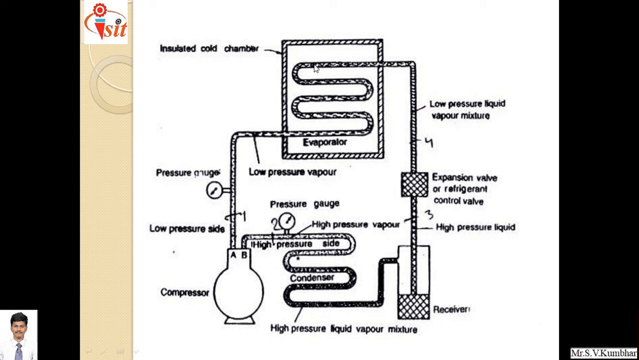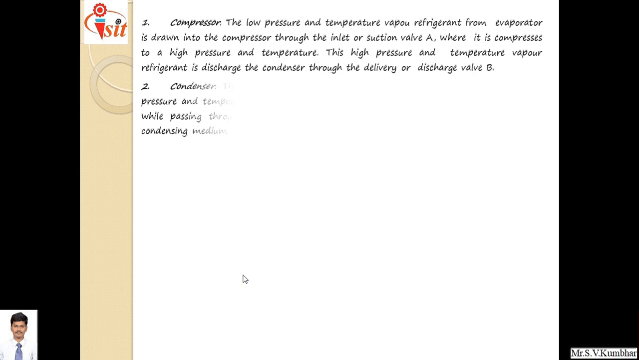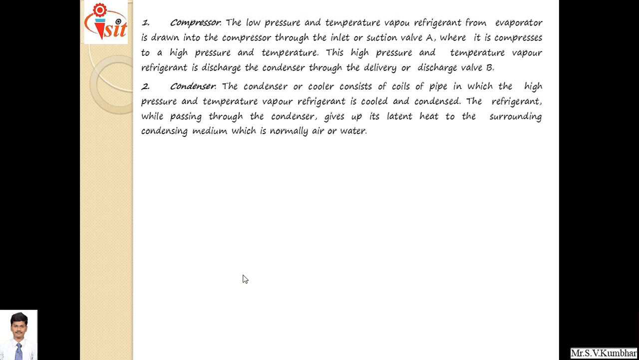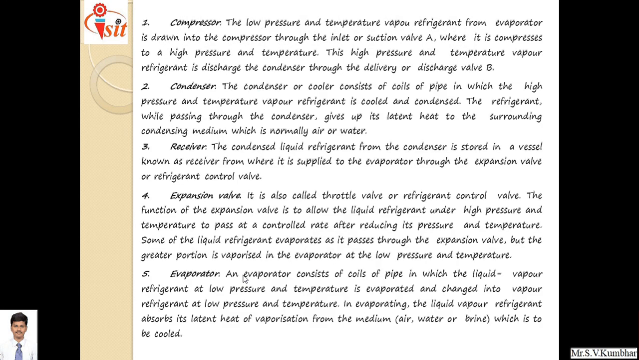When it flows through the insulated chamber, which we call the refrigerator, in the evaporator it absorbs heat energy from the object which is to be cooled. As the boiling point of the refrigerant is low, it is converted to low pressure vapors. These low pressure vapors are sent back to the compressor, and again the cycle continues. So this is the description of the figure that we had already studied.